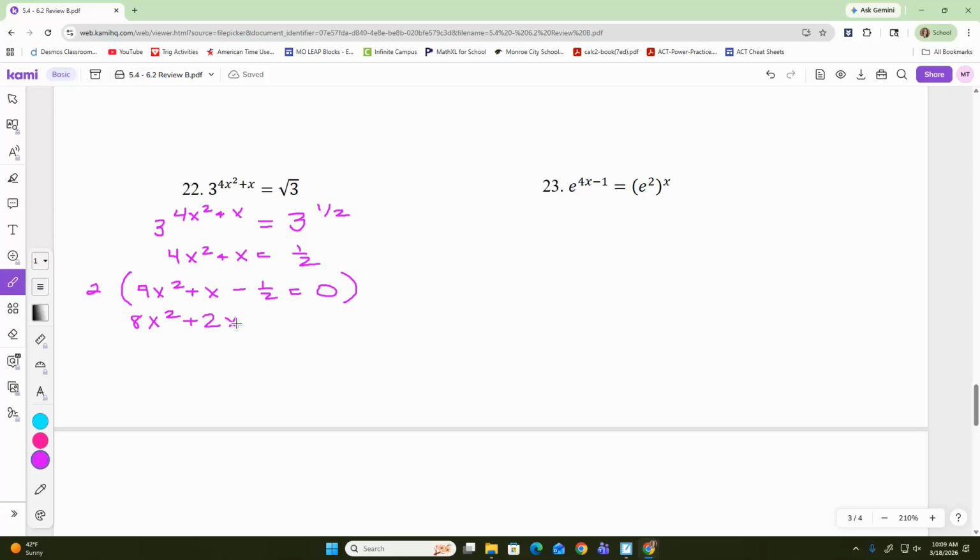Did anybody start out squaring both sides of the equation to get rid of the square root? If you had done that, you would have gotten to the same point. So if you had squared both sides, then this becomes 8x squared plus x equals 3 to the first. So you get to the same point. That's another option.